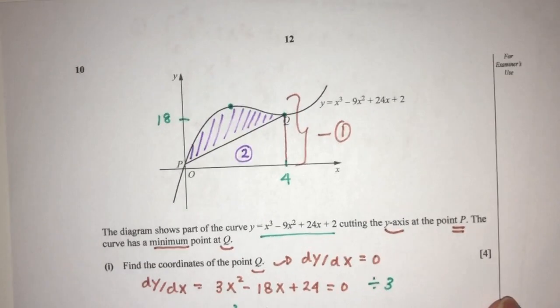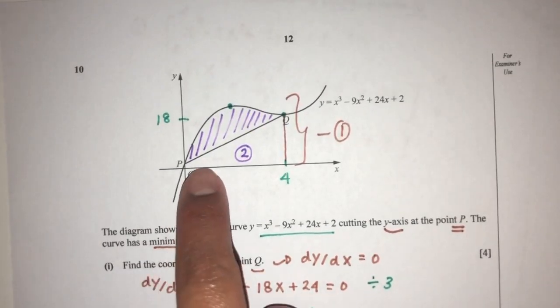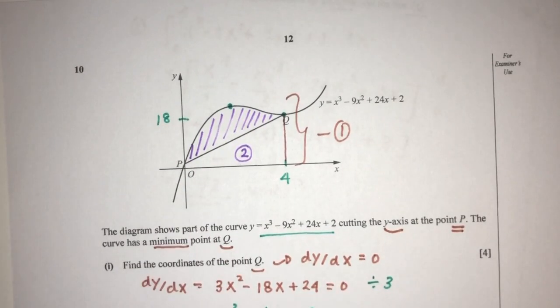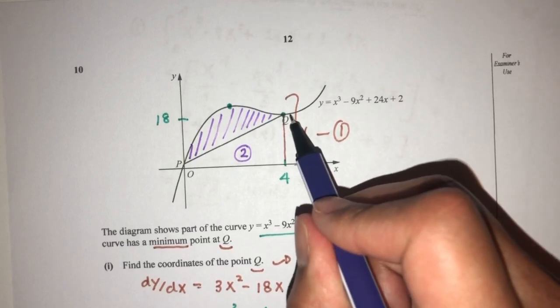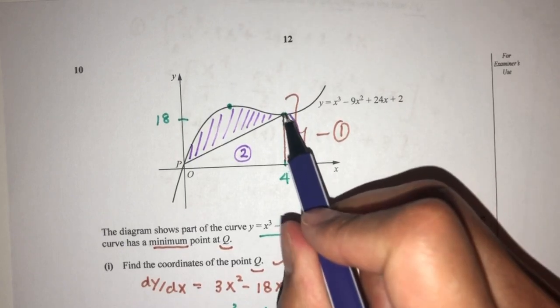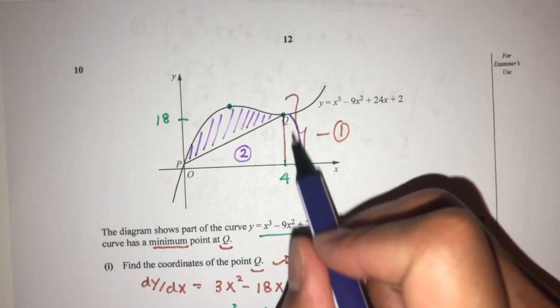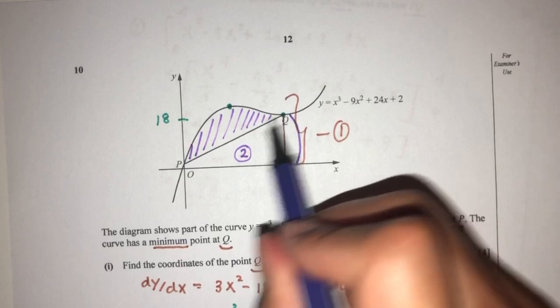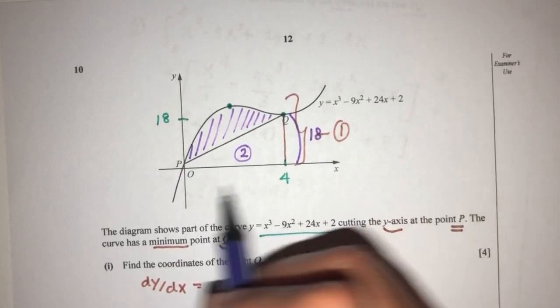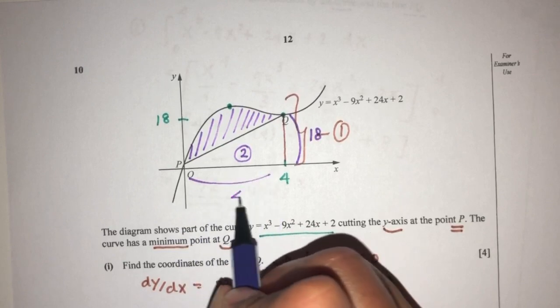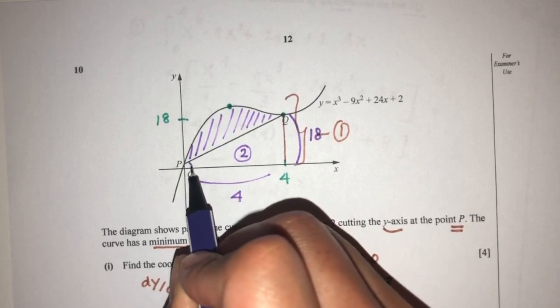If you observe closely enough, this is what? This is a trapezium. So we have to find the area of trapezium. Now the height of this trapezium is what? The value is 18, right? 18. The length in between is 4. Now we only missed this value right here.